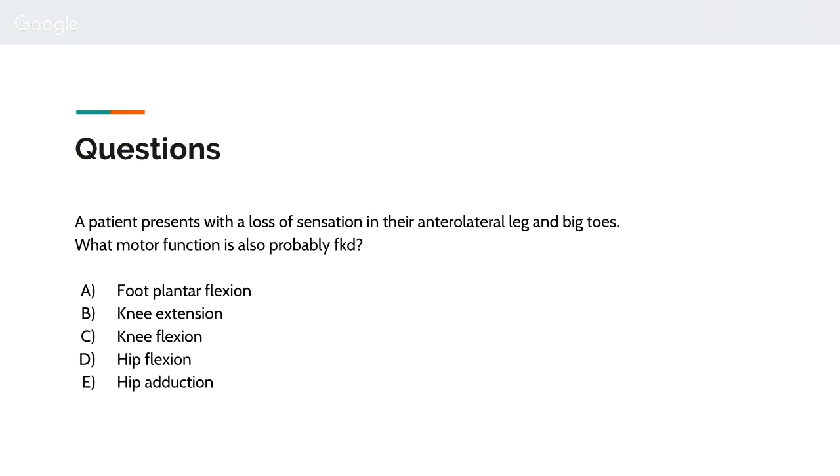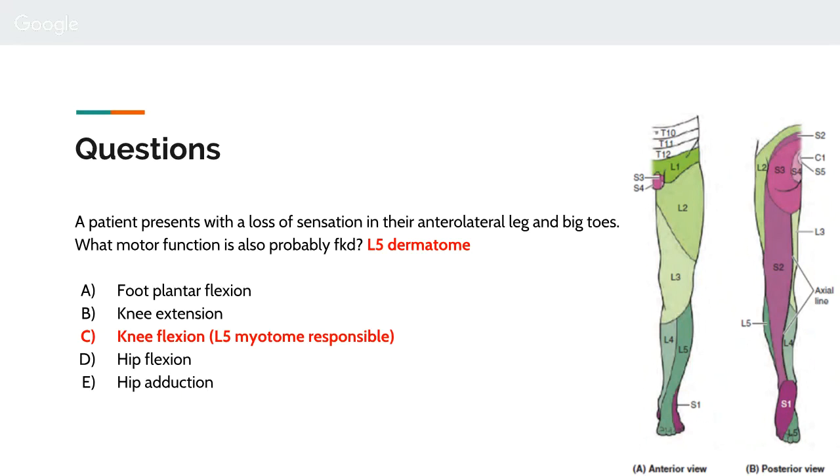Yeah. Okay. Loss of sensation, anterolateral leg, and big toes. What motor function is affected? So first you need to know what dermatome is affected. So what's the corresponding myotome that's also affected? Sorry, this is a bit mean. So what's the dermatome? L5? Yep. So what motor function is L5 responsible for? Knee flexion? Yep, so here you can see the anterolateral leg up there and your big toe, that's all L5. And if you remember your dance and whatnot, you'll know that knee flexion is L4 or 5, I think.